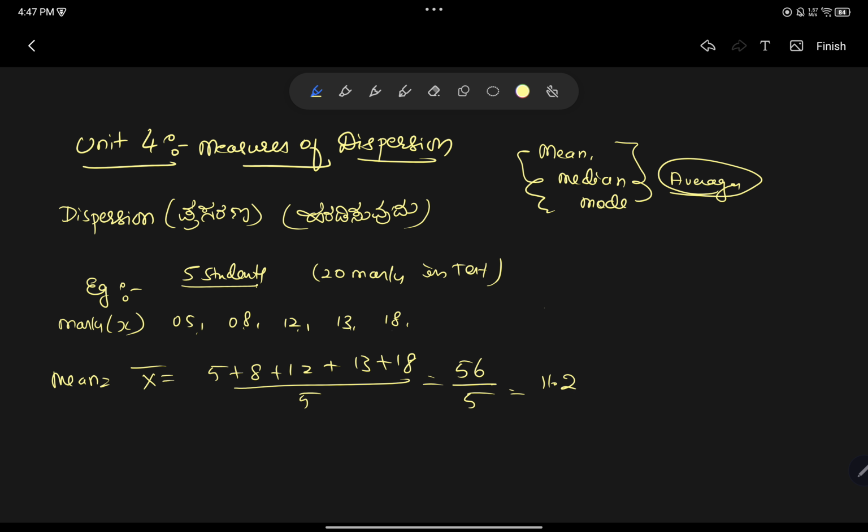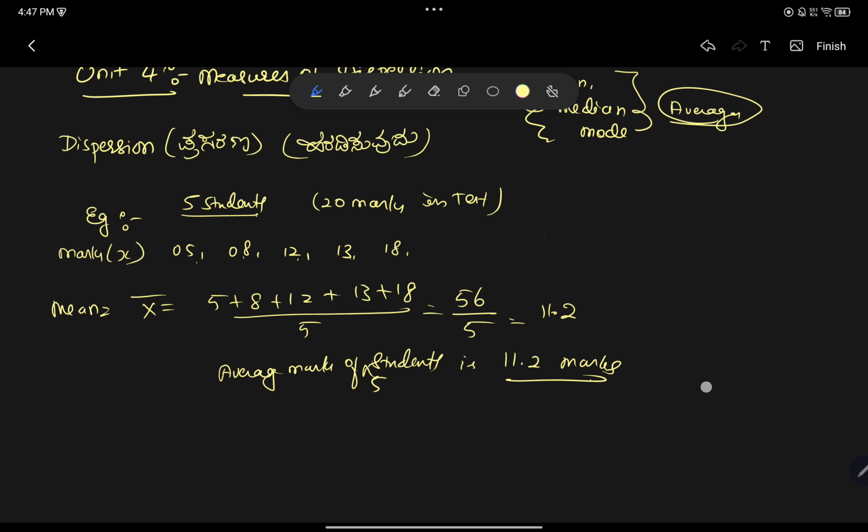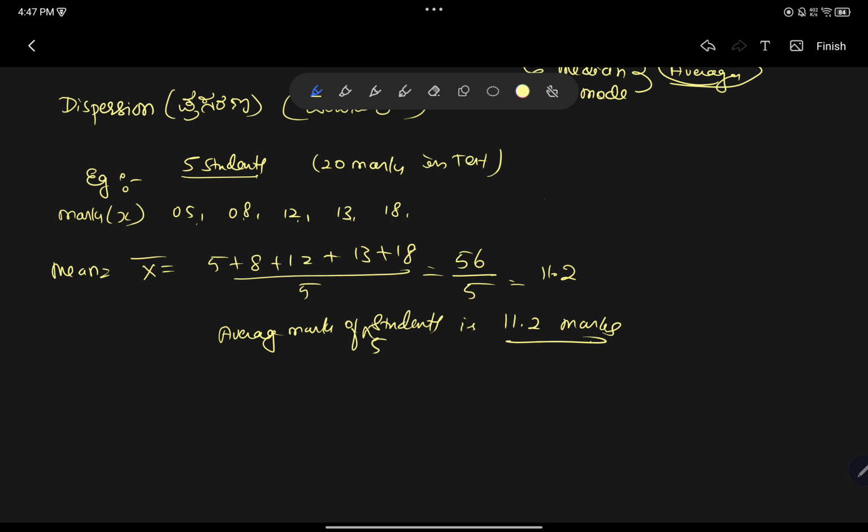56 divided by 5 is 11.2. Correct. Average marks of students, that is 5 students, is 11.2 marks.